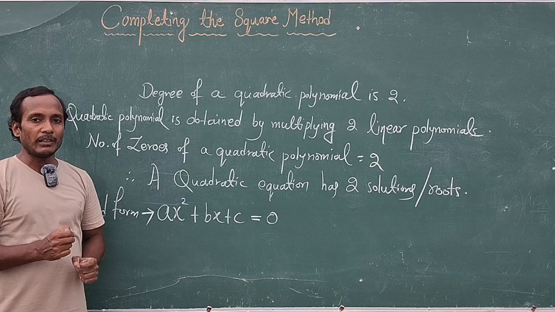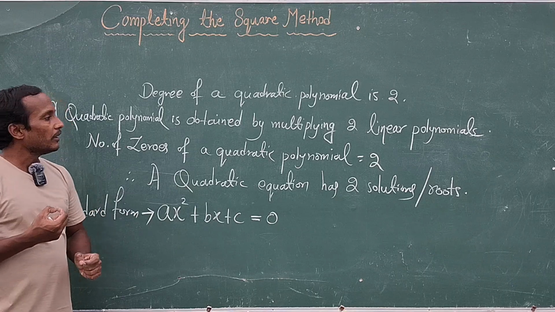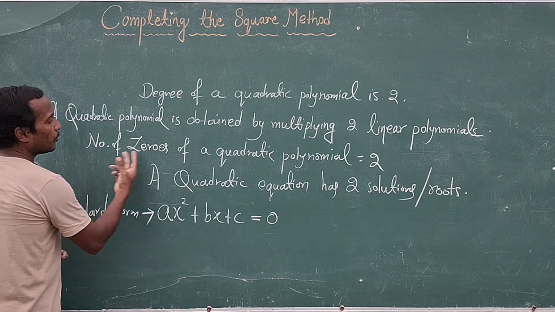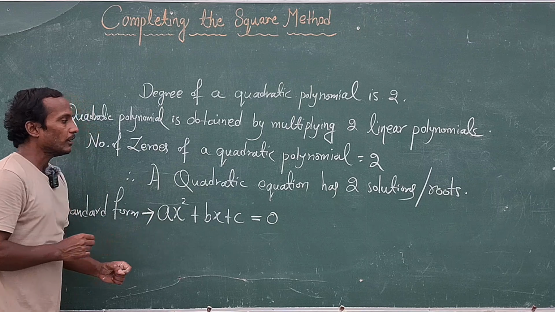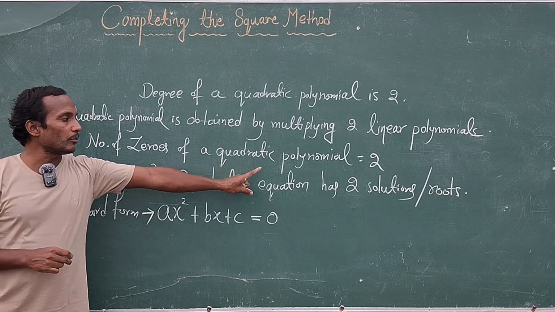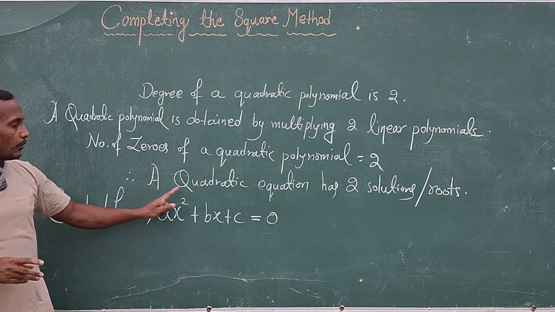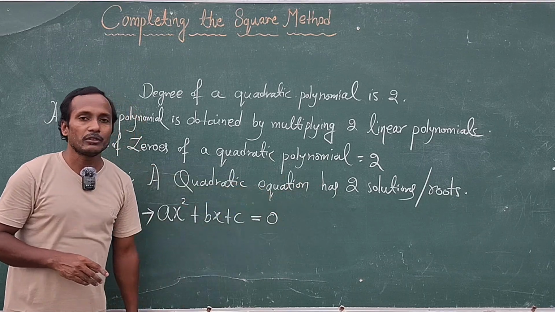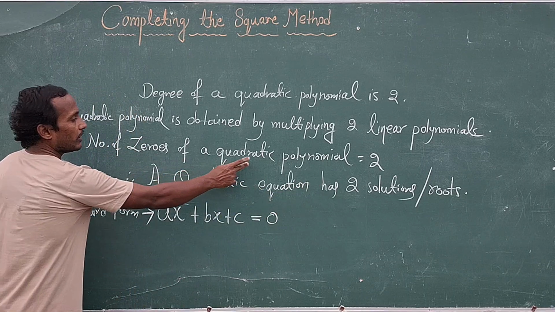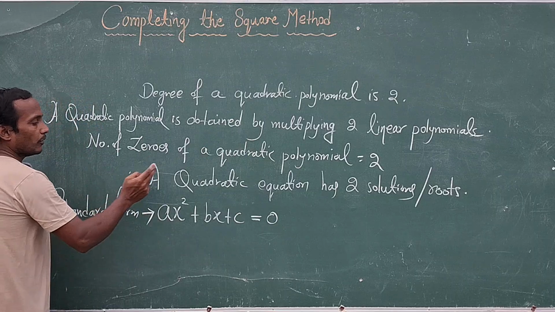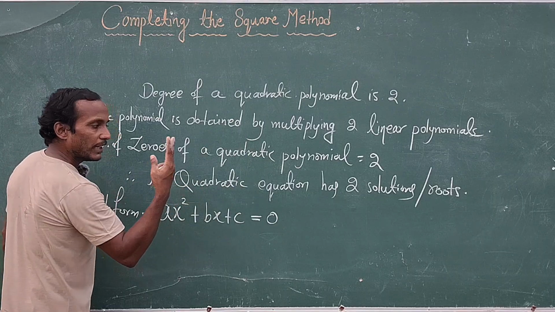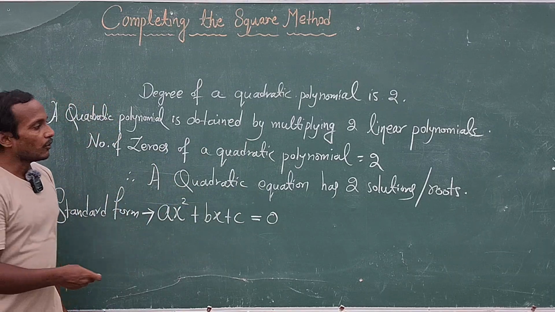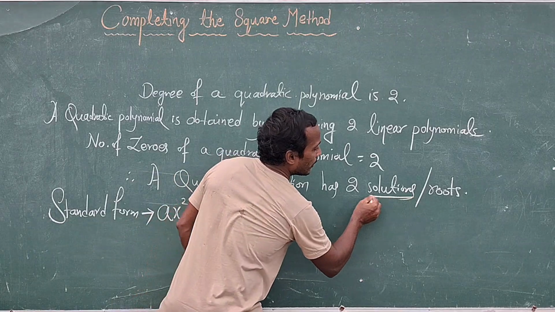Each linear polynomial has one zero. So, in total, you will get two zeros for a quadratic polynomial. So, the number of zeros of a quadratic polynomial is 2. A quadratic equation has two solutions or roots. As a quadratic polynomial has two zeros, when you solve a quadratic equation, you will get two solutions or roots. What do you mean by solution or roots?